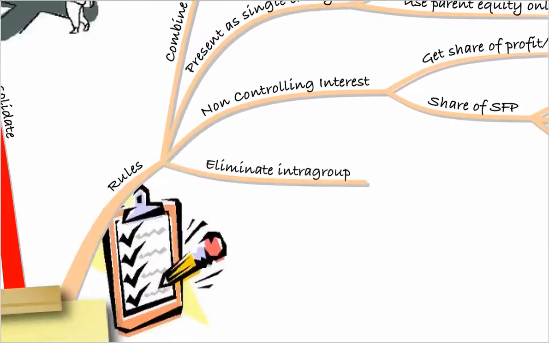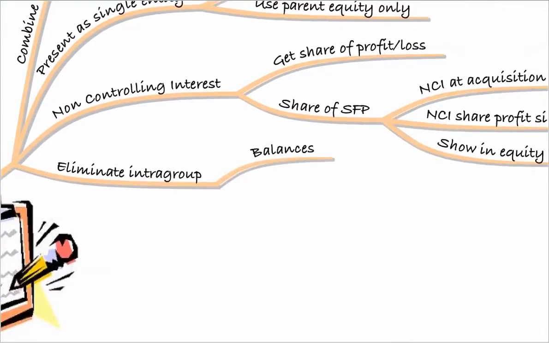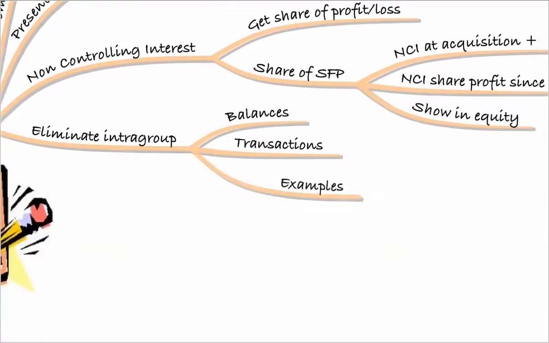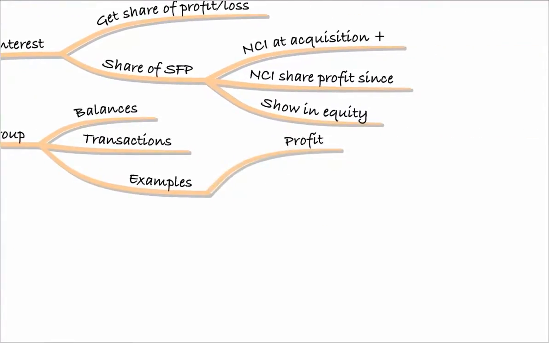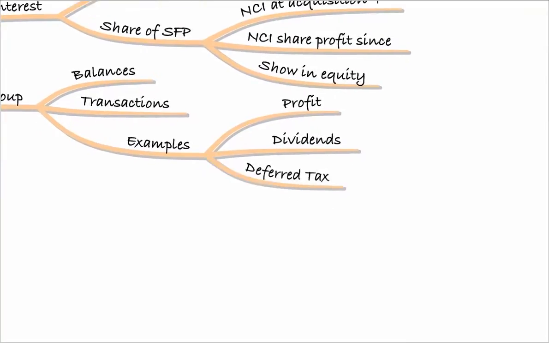We also have to eliminate intra-group trading, so we take away the intergroup balances, the intergroup transactions. For example, the profit earned between a parent and a subsidiary is taken out. Also, we remove dividends and deferred tax. So all of those we'll deal with as we go through.